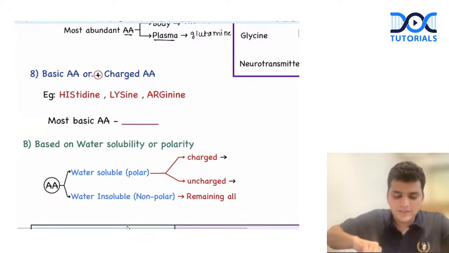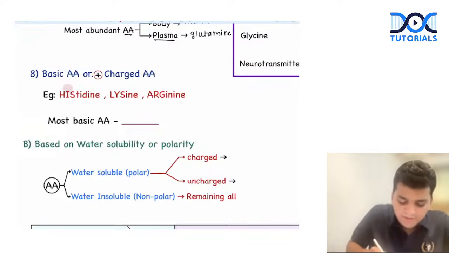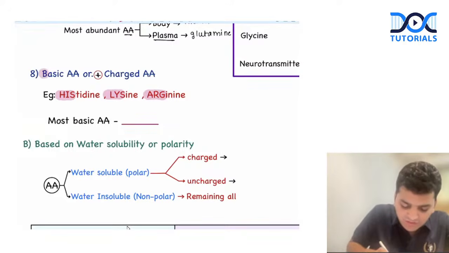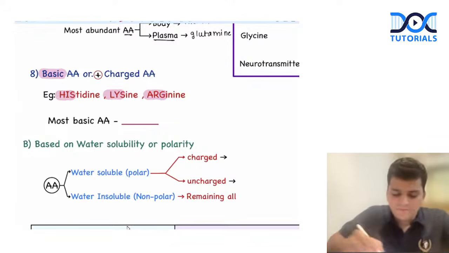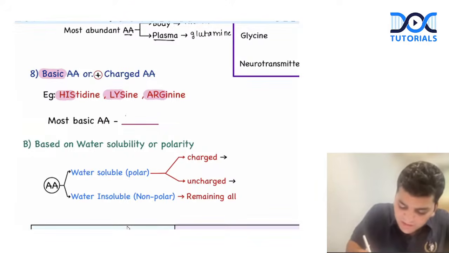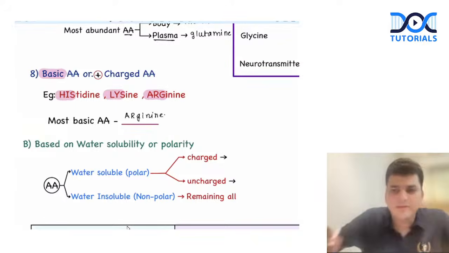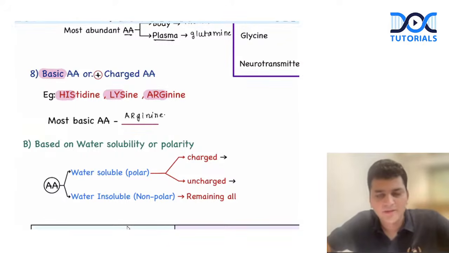So when it comes to the basic amino acids, the mnemonic is: his last urge is very basic. Histidine, lysine, arginine. His last urge, very basic. Among them, the most basic amino acid is arginine. Right? So this is all about the first classification that is based on the R group.